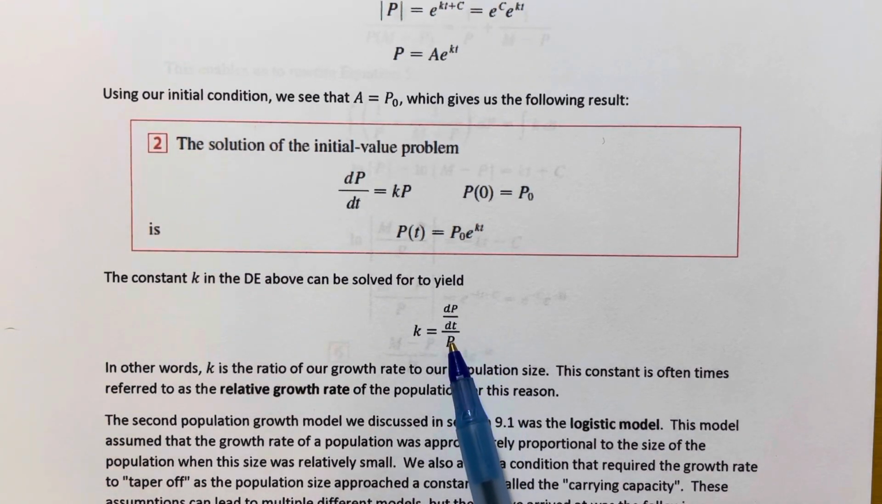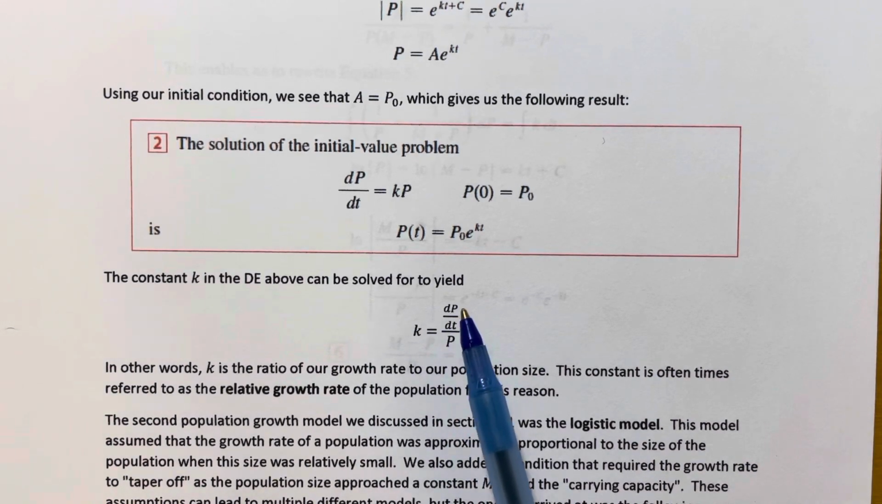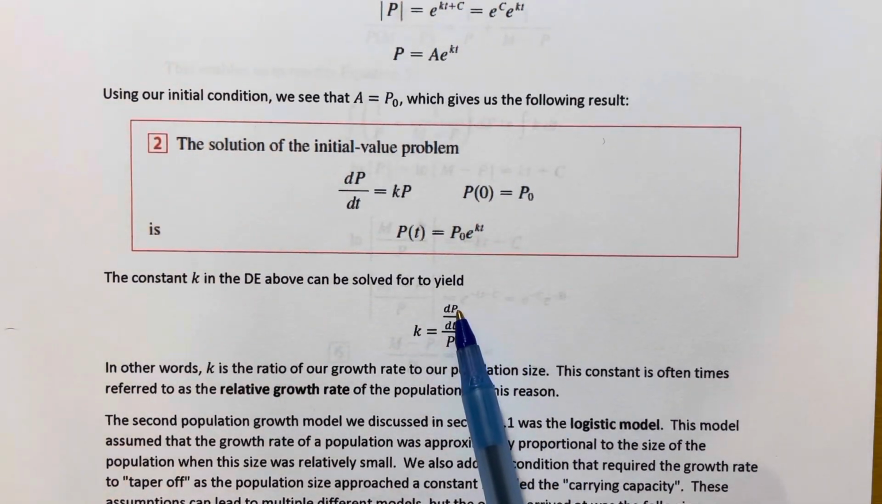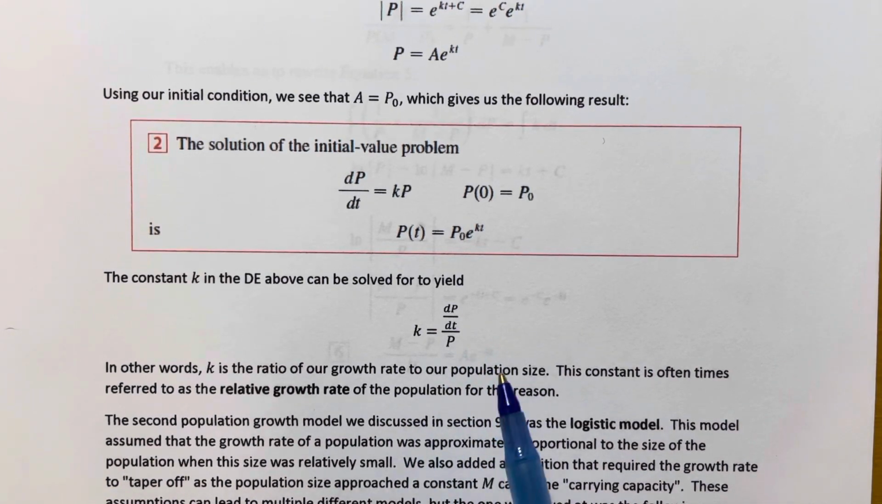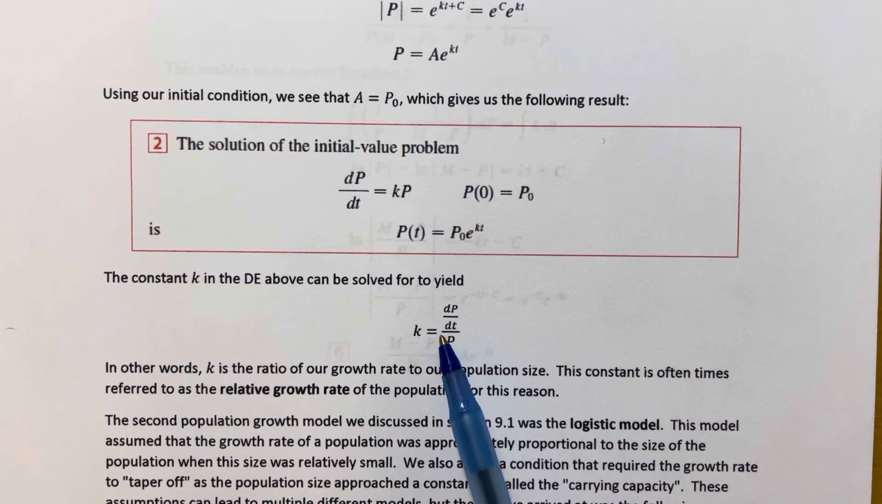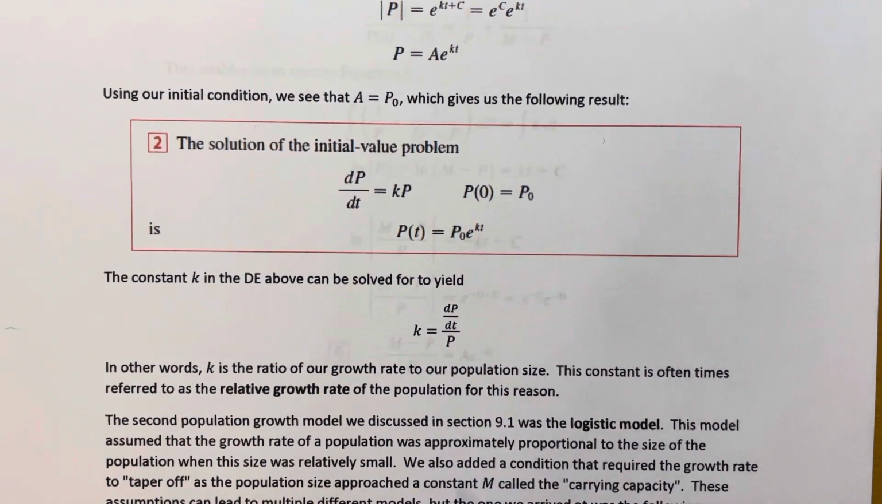So a way of thinking about this is that k represents the rate of change in our growth rate. So it's a rate of change in a rate. But relative to the size of your population, because we're dividing by P. So because of that, k is oftentimes called the relative growth rate of the population. It's not the same thing as the actual rate of growth, dP/dt itself. It's dP/dt, but scaled by P, or relative to P, hence the name.